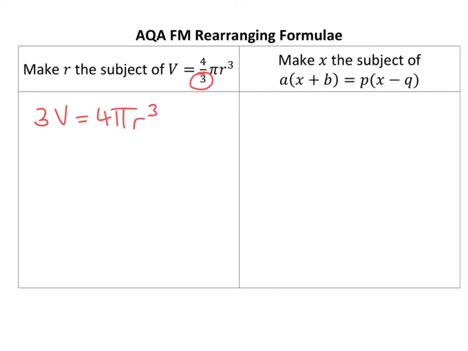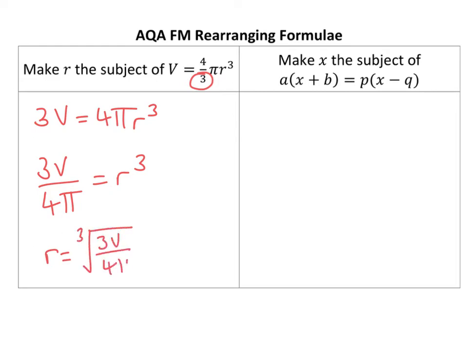All right, I'm then going to divide by 4 pi, because remember it's 4 times pi times r cubed. So I'm going to get 3v over 4 pi equals r cubed. And then finally, because it's only the r that's cubed, I'm going to cube root it. So I'm going to end up with r equals the cube root of 3v over 4 pi.